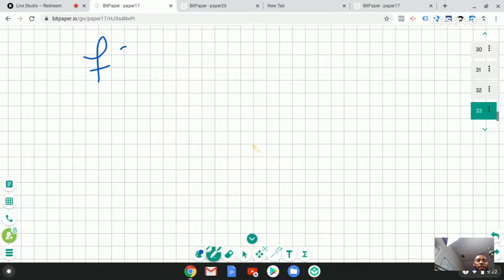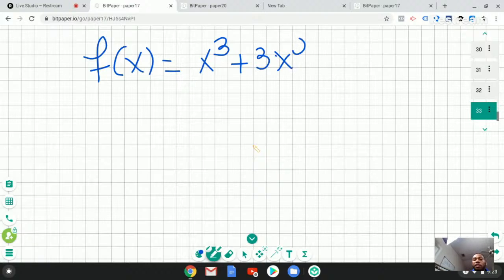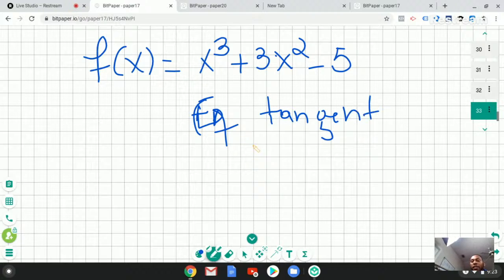Let's say f of x is equal to x to the third plus 3x squared minus 5. And they want the equation of the tangent line at the point x is equal to 1. So find the equation of the tangent line at x is equal to 1.